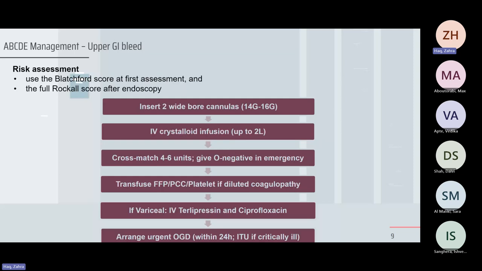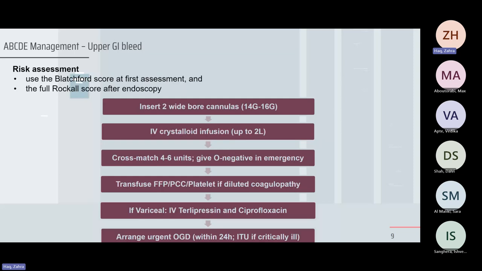So in terms of our acute management, we would need to insert two wide bore cannulae in the patient because obviously they're going to be quite fluid depleted. We'd give them an IV crystalloid infusion, such as sodium chloride. We'd give them some blood as well as they're losing blood through hematemesis.